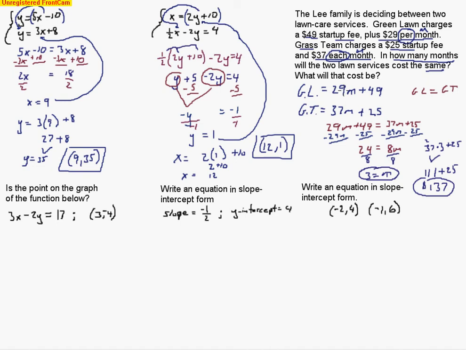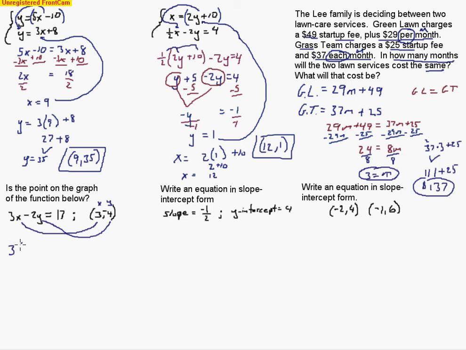Now we're moving back to more review. It's determining whether a point is on a line. And so let's take a look at this one. It says, is the point on the graph of the function below? Well, you're just going to take your x value, put that in for x over here. Take your y value, put that in for y over here, and see if it equals 17.